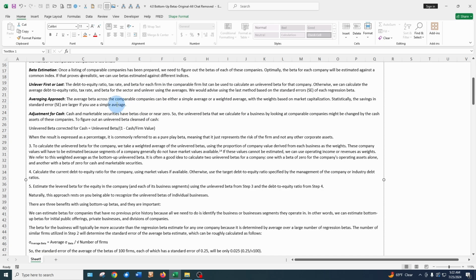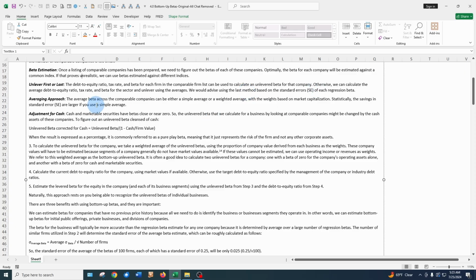Unlever first or last. The debt-to-equity ratio, tax rate, and beta for each firm in the comparable firm list can be used to calculate an unlevered beta for that company. Otherwise, we can calculate the average debt-to-equity ratio, tax rate, and beta for the sector and unlever using the averages. We would advise using the last method based on the standard error of each regression beta.